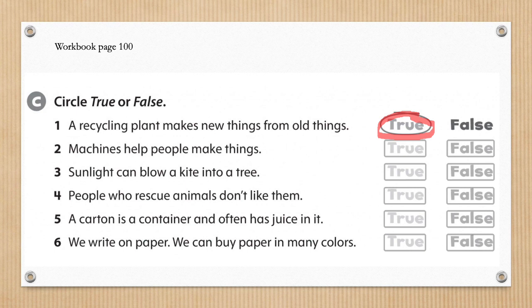Number 2. Machines help people make things. True or false? Number 3. Sunlight can blow a kite into a tree. True or false? Number 4. People who rescue animals don't like them. True or false? Number 5. A carton is a container and often has juice in it. True or false? Number 6. We write on paper. We can buy paper in many colors. True or false?